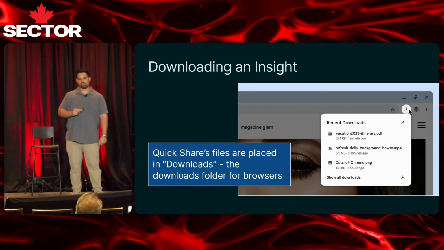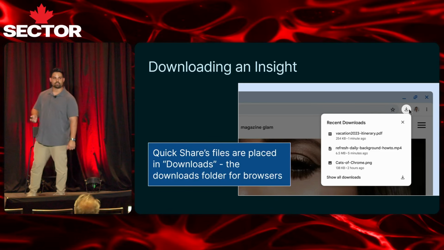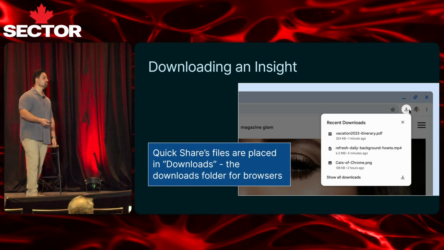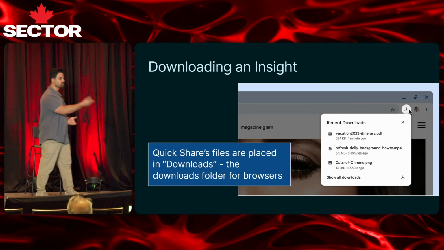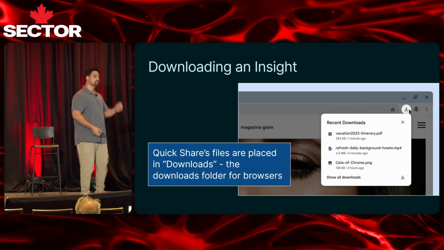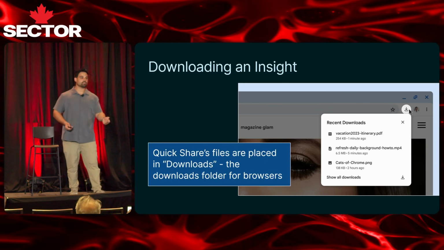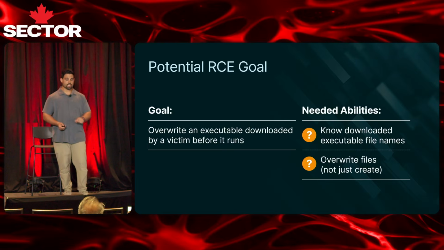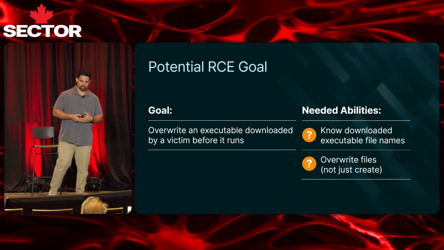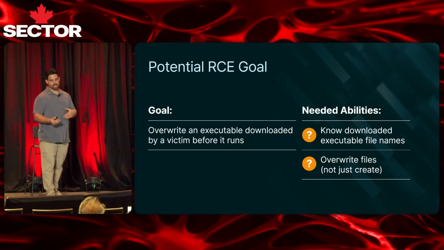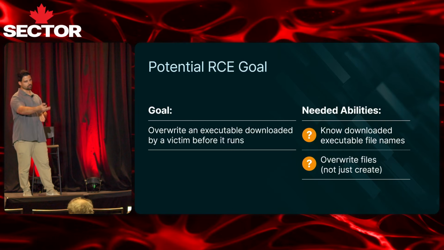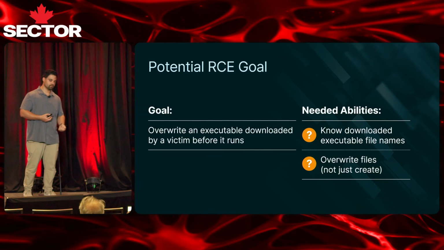OK, so enumerating these abilities, we had a crucial insight. And the insight was that the downloads folder to which we can write files to on the victim's device is the same folder where browsers that the user uses download their files to. And this led us to an idea. What if we could overwrite an executable that was downloaded to the downloads folder of the victim from the browser before the user runs it?